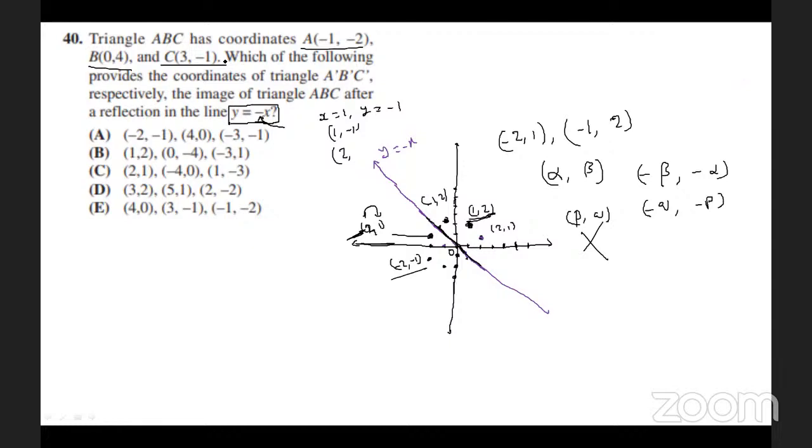So -1, -2. Image of -1, -2. Exchange the x coordinate and y coordinate: y will become the x coordinate and x will become the y coordinate, with opposite signs. So -2, 1. Very good. So it's option C, sir, that is the image of A. Next, image of B. So it's option C, sir. Yes, right.